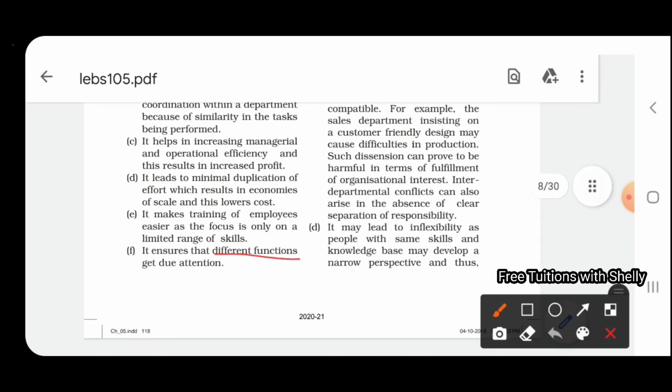Then it ensures different functions get due attention. It ensures that each function is being done correctly, and attention is given to each function.